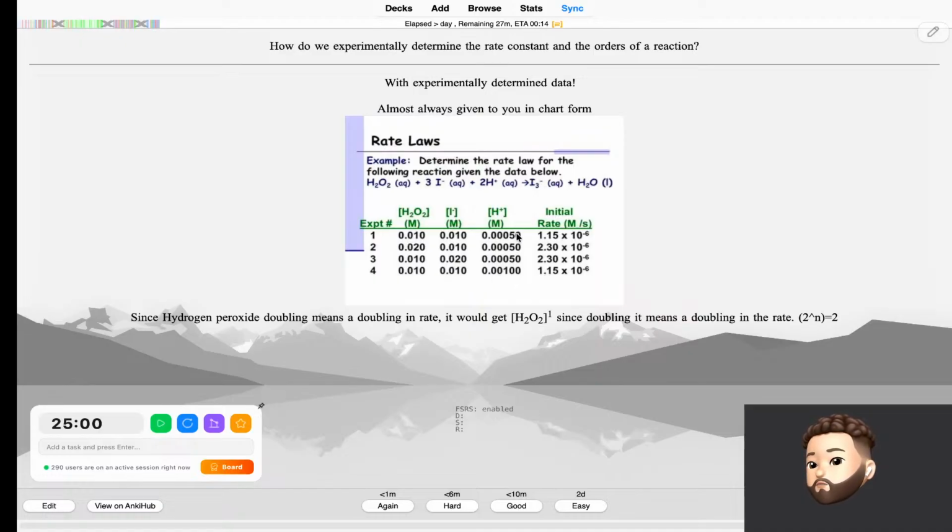When you multiply this one by two, it does nothing. So it's gonna get a zero. The amount of hydrogen literally doesn't matter. It does not affect the rate.